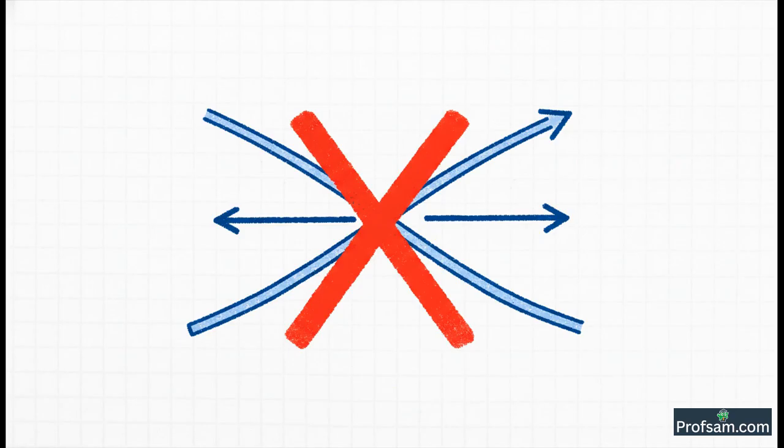And here's the reason why. If two field lines were to cross, then at that single point of intersection, you could draw two different tangents, right? One for each line. And since the tangent gives the direction of the electric field, this would mean that the electric field at that one point is pointing in two different directions at the same time. And that is just physically impossible. A force or a field at a single point can only have one unique direction.